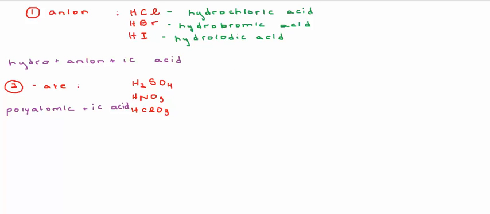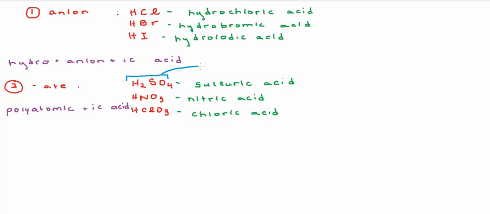Okay, so for example, for H2SO4, this one's kind of quirky, but it's sulfuric acid. So notice no hydro anymore. HNO3 is nitric acid. HClO3 is chloric acid.